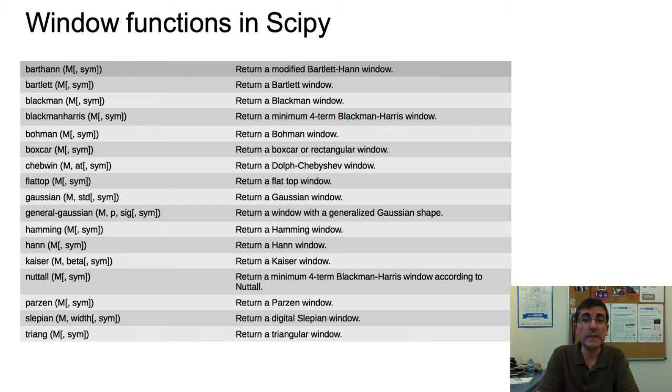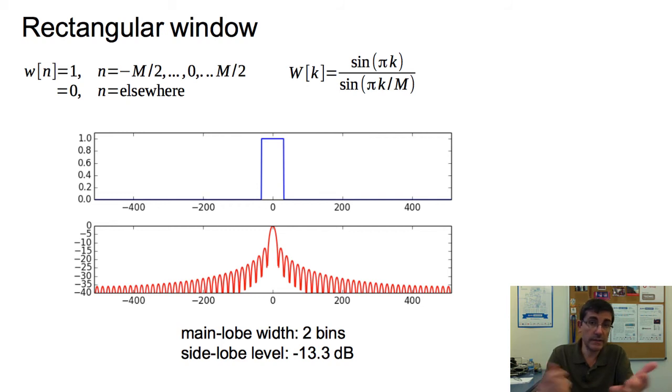Each window can be distinguished from the others by measuring the main lobe width and the side lobe level. And each window offers a different compromise with respect to these two values. So let's show some of them. The first one is the rectangular window.